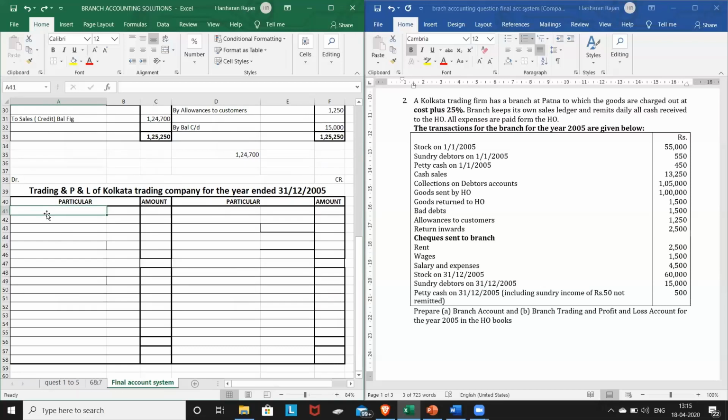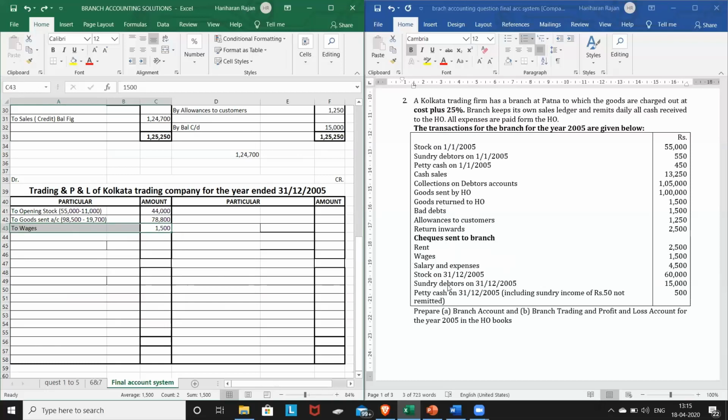So let's start with opening stock. 55 minus 11, 44,000. Then for the goods sent, 98,500 minus 19,700. So you know how we got this. Any other thing which has to be considered? Yes, wages. Wages is a direct expense. We have to put it here, 1,500.